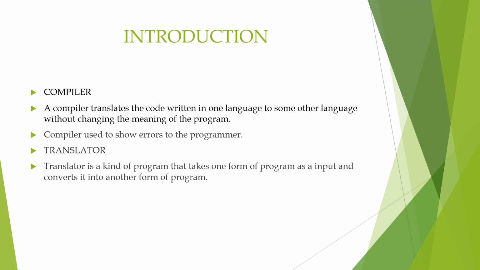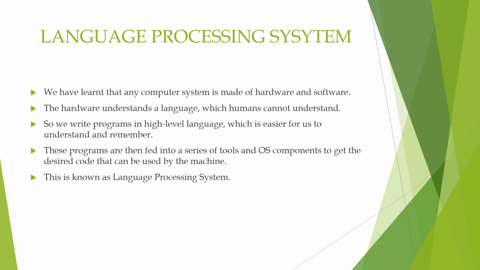Then comes the translator. Translator is a kind of program that takes one form of program as an input and converts it into another form of a program. That is called as translator. So first we have seen what is a compiler and then a translator. Next comes the topic we have to know in compiler design, that is language processing system.